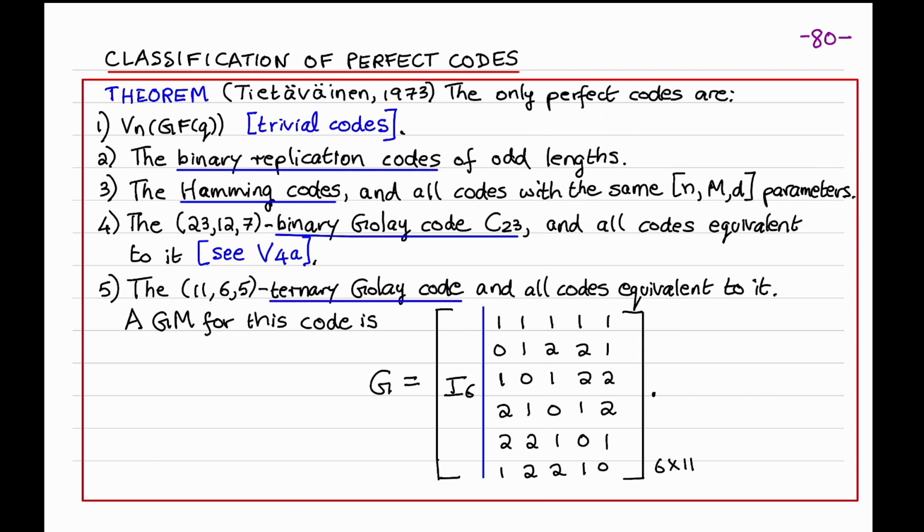There's a special linear code over Z2 of length 23, dimension 12, and distance 7, called the binary Golay code C23, and all codes that are equivalent to it. We'll study C23 in video lecture 4a, and there's a special ternary Golay code of length 11, dimension 6, and distance 5 over the integers modulo 3, and all codes that are equivalent to it. The generator matrix for this ternary Golay code is the 6 by 11 matrix in standard form over the integers modulo 3.